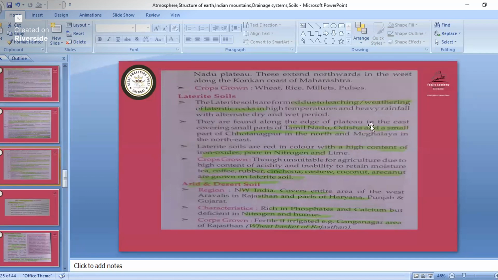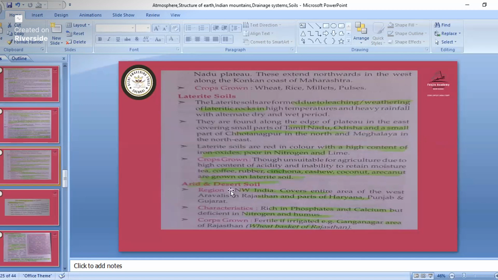They are found along the edge of the plateau in the east, covering a small part of Tamil Nadu, Odisha, and a small part of Chota Nagpur in the north, and Meghalaya in the northeast. Laterite soils are red in color. So red soil and laterite soil both are red in color. Why is it red? This laterite soil is red because of a high content of iron oxides and is poor in nitrogen and lime. Crops grown in laterite soils are tea, coffee, rubber, cinchona, cashew and coconut.